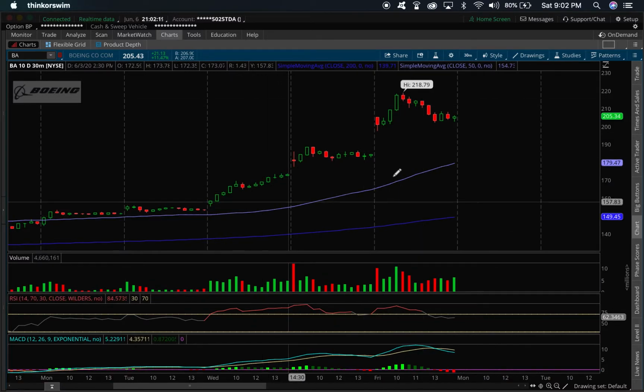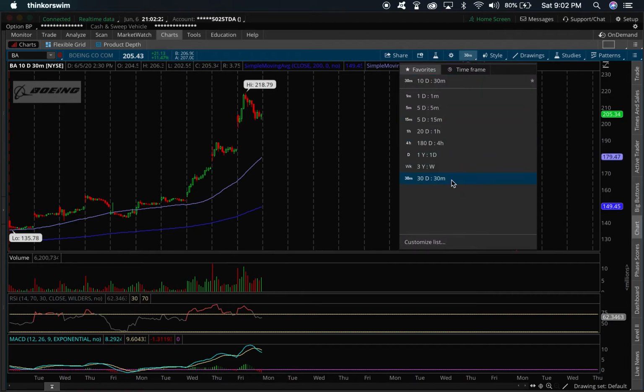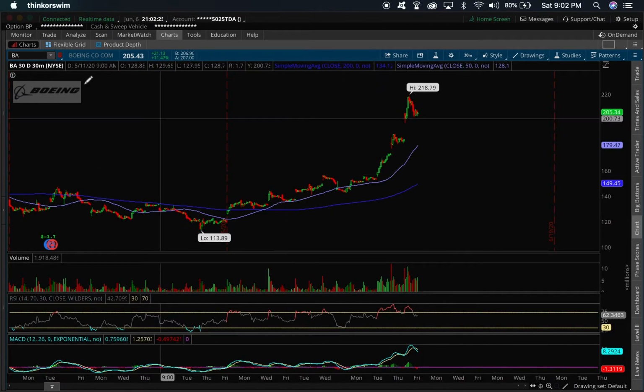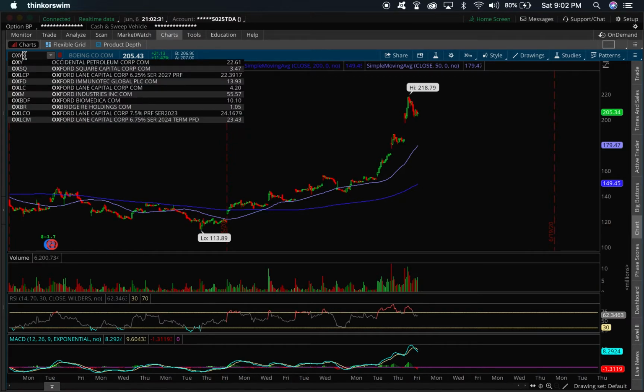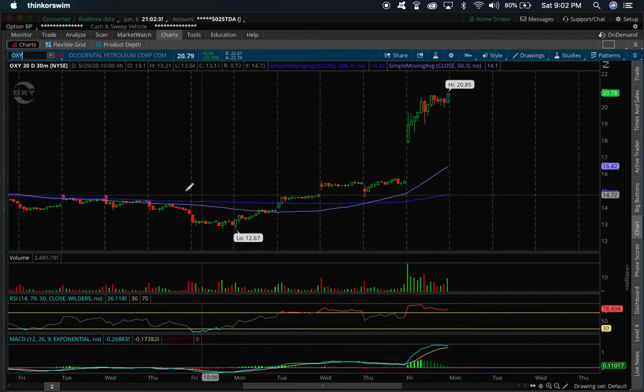This is how I look at the longer-term picture with the 30-minute chart. I like to trade on the 30-minute chart. Let's see, what's another one that we were in? Oxy. I just like the 30-minute chart, the way it moves, and the way you can see when it pulls back to these moving averages and bounces, and then you get these gap ups that look real nice, followed by volume. Anyway, this is how I got my chart.